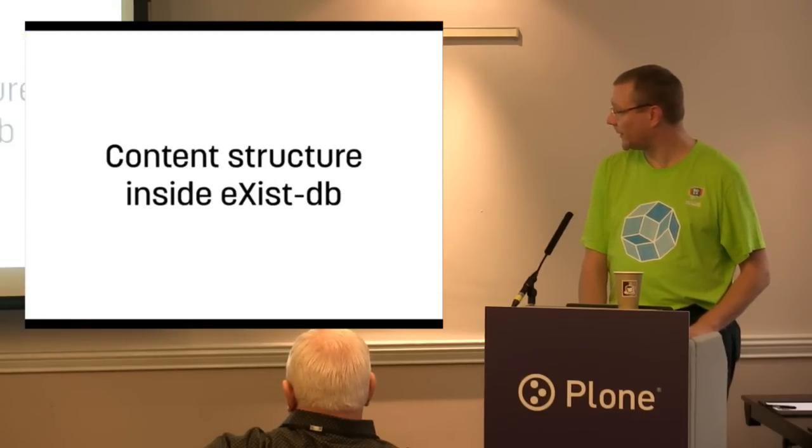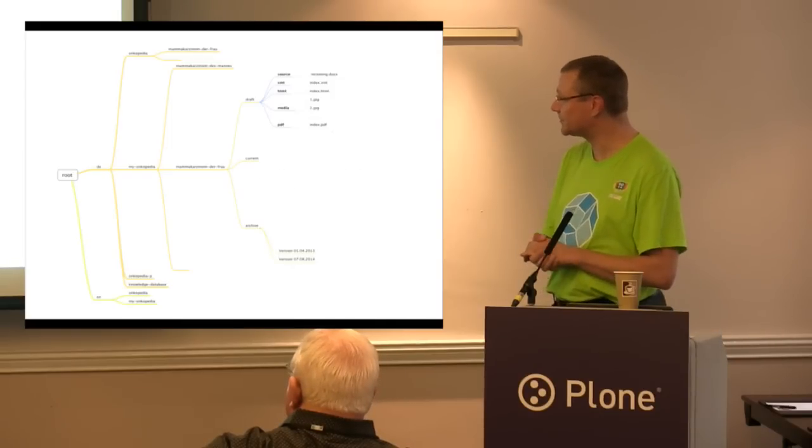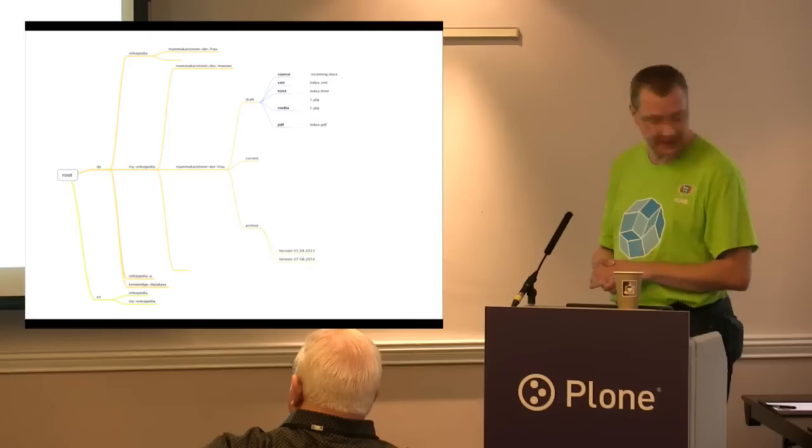So we right now are on XML, and our current document structure in eXist-db looks like this.